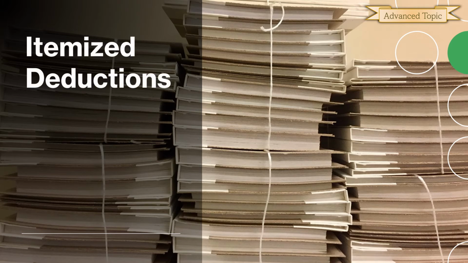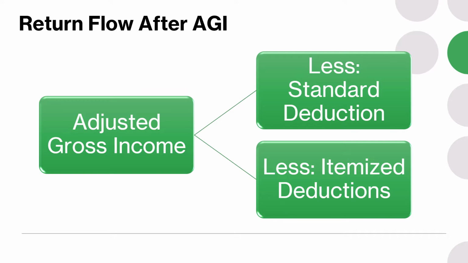Today we are going to be discussing itemized deductions. And you might remember from previous lessons that we've covered the standard deduction. We talked about once you get to adjusted gross income, taxpayers have a choice, or most often they have a choice to deduct the standard deduction or itemized deductions, and that depends on which gets them the best benefit.